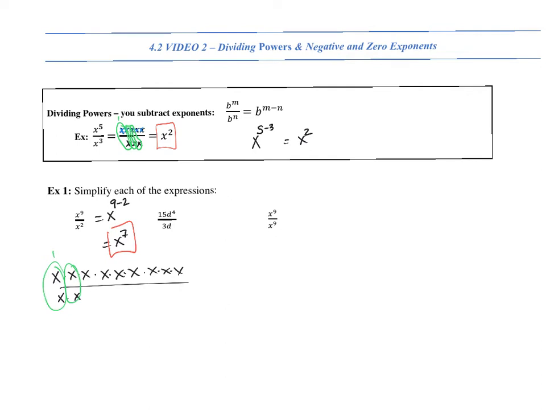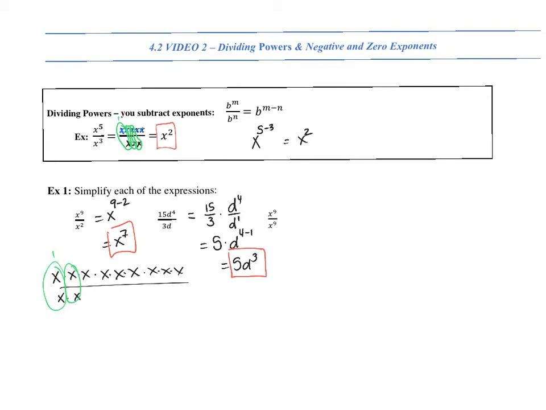Okay, and this next one we've got 15d to the 4th all over 3d, and we can divide our numbers and our powers, kind of group that in your head. So that would be 15 over 3 times d to the 4th over d. So we would get 5, and then that's times d. We're going to take 4 minus 1. That d on the bottom is like a d to the 1. So we would end up with 5 times d cubed.